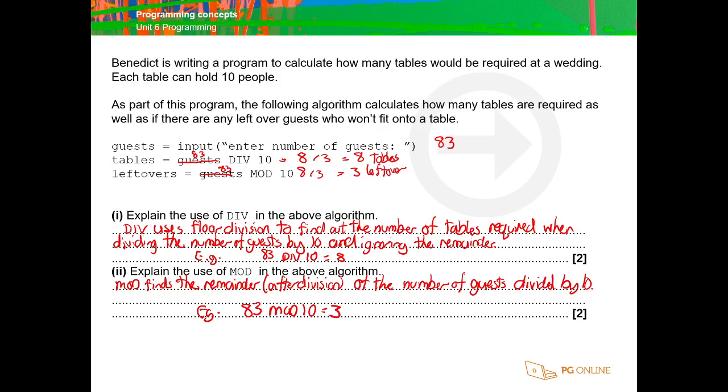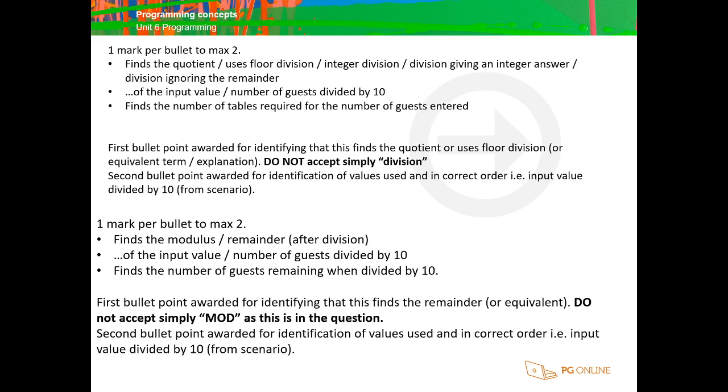There we go. So the key thing here is you clearly say what div and mod do and say how it's used in this context. So div uses floor division and it works out how many tables are required when you divide by the number of guests. Okay. Mod finds the remainder of the number of guests divided by 10. Okay. Here's the mark scheme for it.